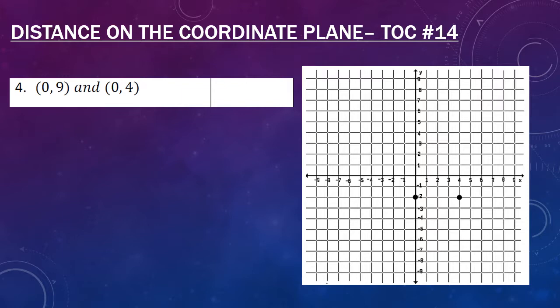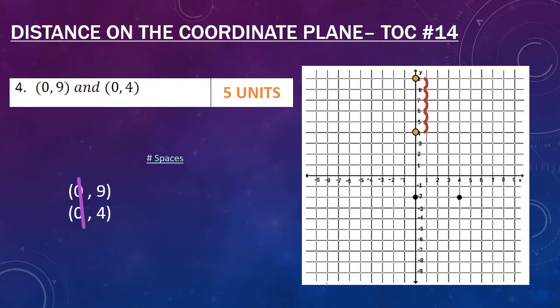All right, we're on question number 4, and this one's a little bit different. If you look at this, this is on the y-axis. We're going to go over 0 and then up 9, and then over 0 and then up 4. And if I count those, it's 1, 2, 3, 4, 5 units apart. And if I look at it mathematically, without a coordinate grid, I would disregard the zeros because those are the same, and then 9 and 4.